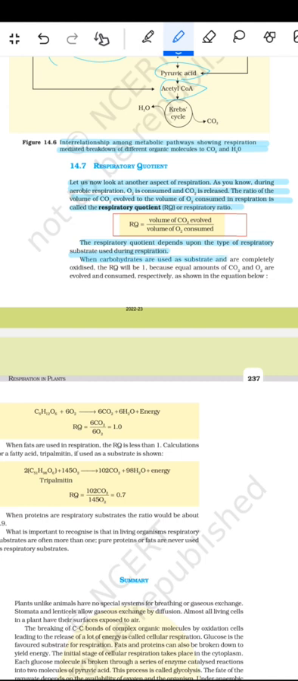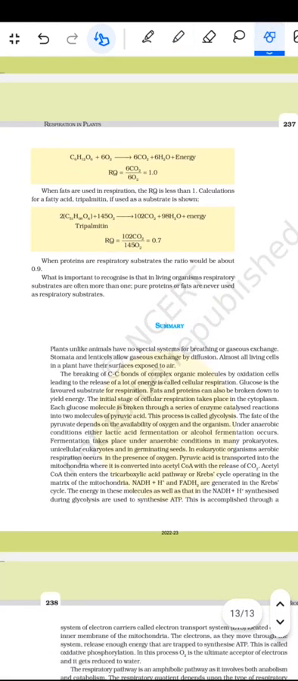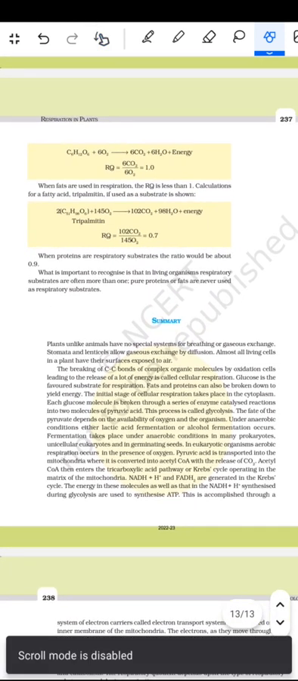When the carbohydrates are used as a substrate and are completely oxidized, the respiratory quotient will be 1 because equal amounts of the CO2 and the O2 are evolved and consumed, respectively, as in the equation given below. तो ये आ गया C6H12O6 प्लस 6O2 gives 6CO2 प्लस 6H2O प्लस एनर्जी. रेस्पिरेटरी कोशेंट आ जाएगा इसका. रेस्पिरेटरी कोशेंट कितना आ जाएगा तो 6CO2 by 6O2, 1 आ जाएगा.